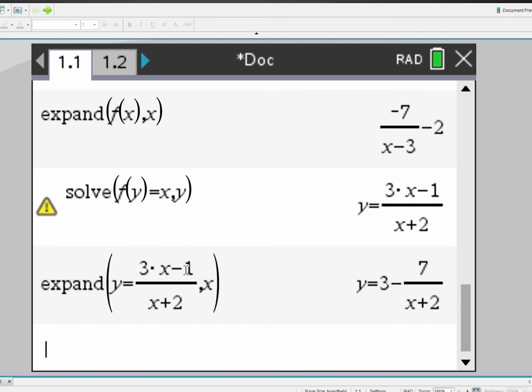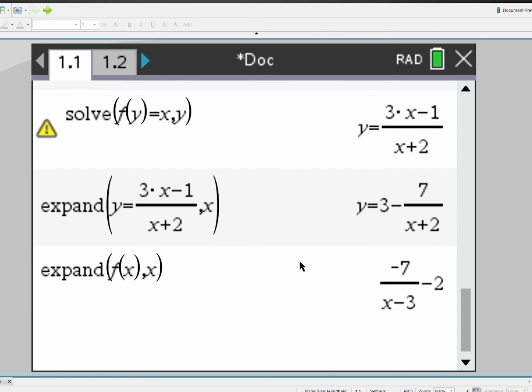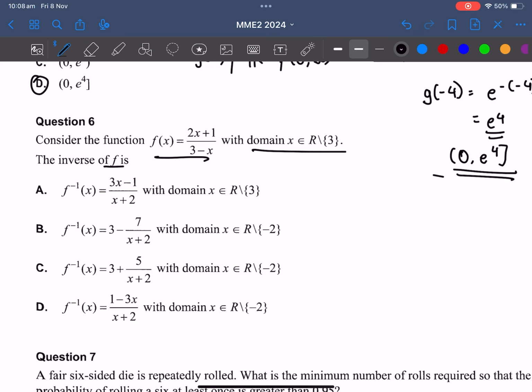So domain is the range of the actual function itself. So what was our function? And I'm going to expand. Okay, so our range for this function is basically anything but minus 2. So option A does have the correct inverse function, but it doesn't match the range, or the domain of the inverse is incorrect. The rest of them, they are just, yeah, incorrect. So our answer is going to be B for this one, because it has the correct domain for f inverse, which is the range of f. So yeah, and the function itself is correct as well.